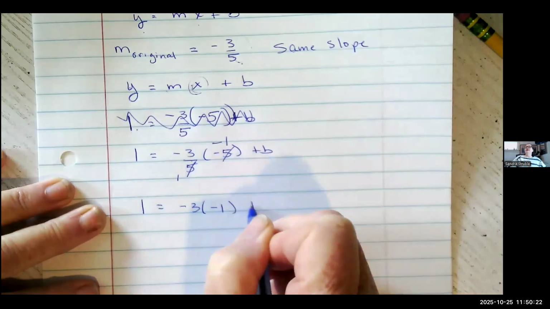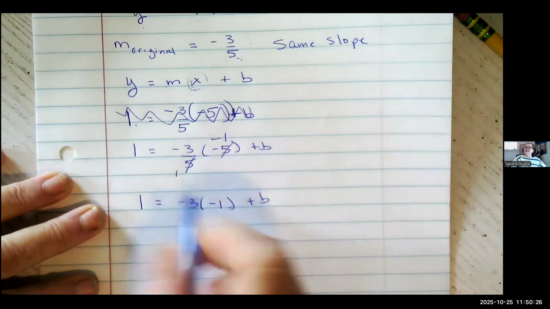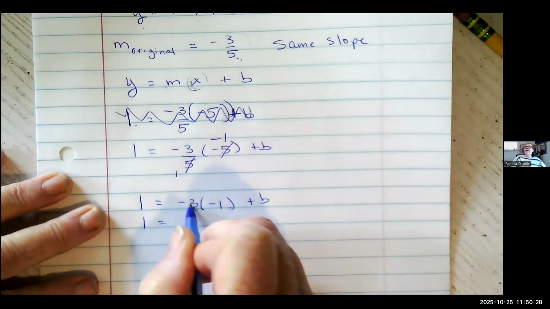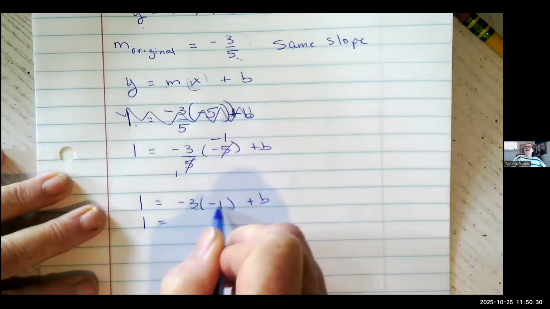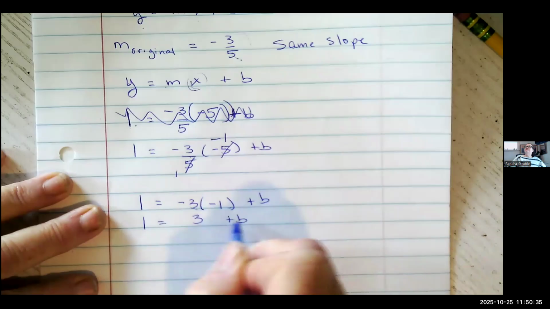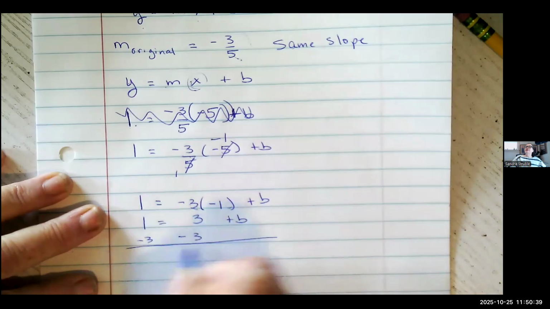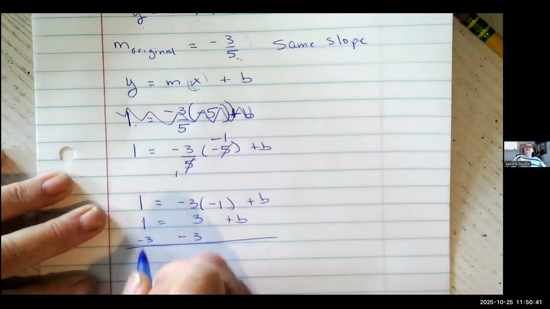I need to multiply these two numbers. 1 is equal to negative times a negative is a positive. 3 times 1 is 3 plus b. And now I just need to solve for b, subtracting 3 from both sides. 1 minus 3, the signs are different, so you subtract, take the sign of the larger number. This is gone, negative 2 is equal to b.